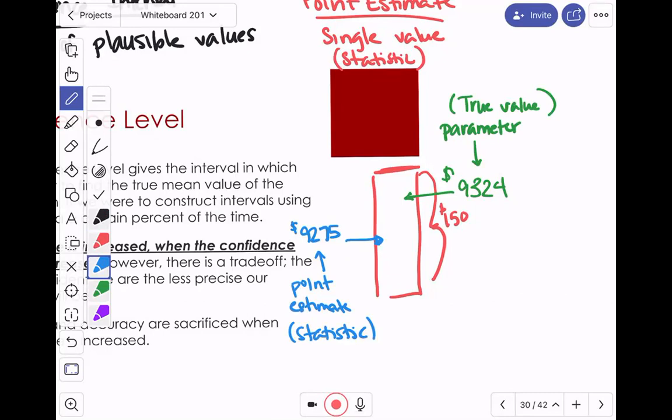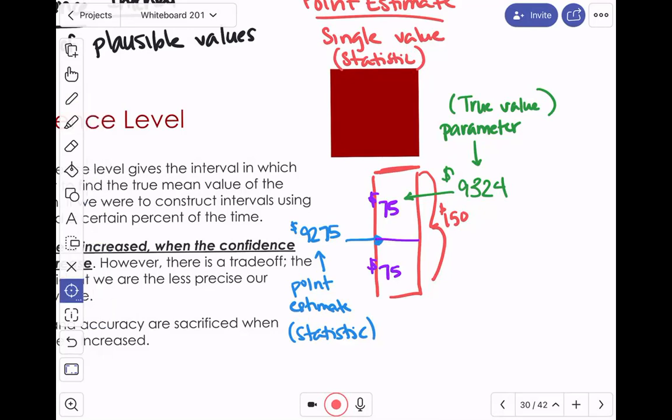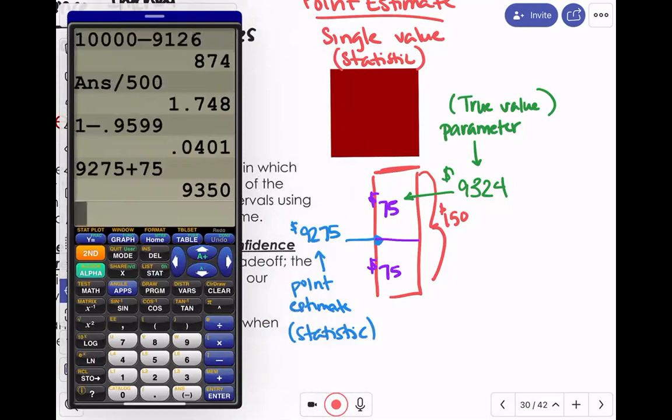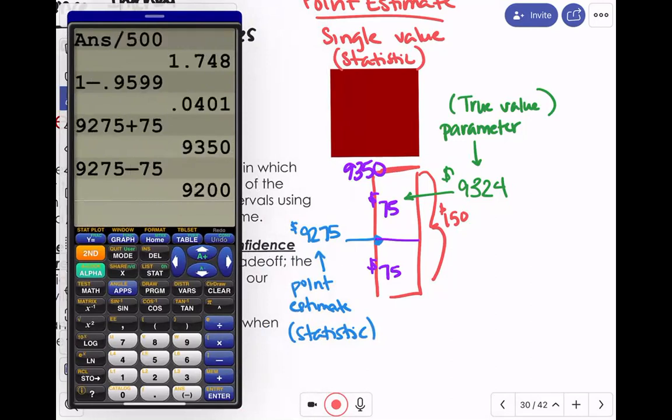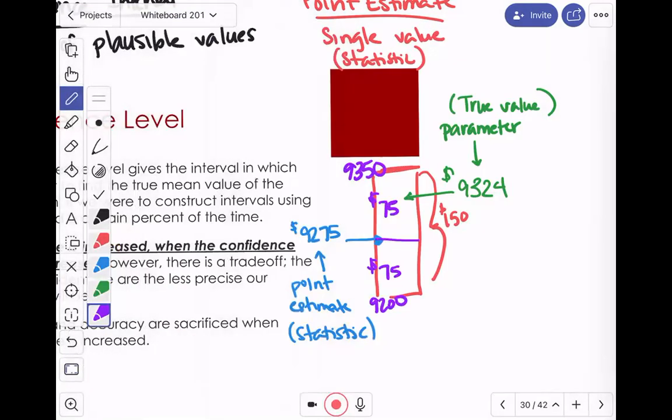To form the interval, here's what happens. If we carry the point estimate out all the way across like this, above here is $75, below here is $75. So we can form an estimate: 9,275 plus 75, so the top of this interval is 9,350, and 9,275 minus 75, the bottom of this interval is 9,200. As long as the trip falls between 9,200 and 9,350, she wins. How did we get that? Well, look what we did. We added 75 above and 75 below, and we put a number in the middle.